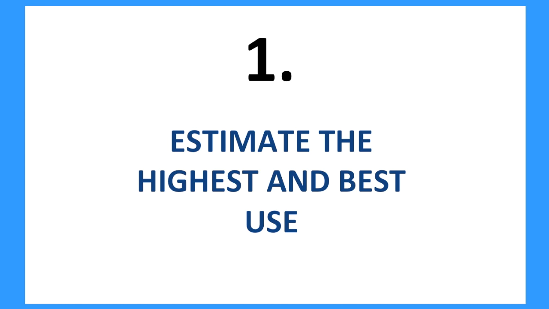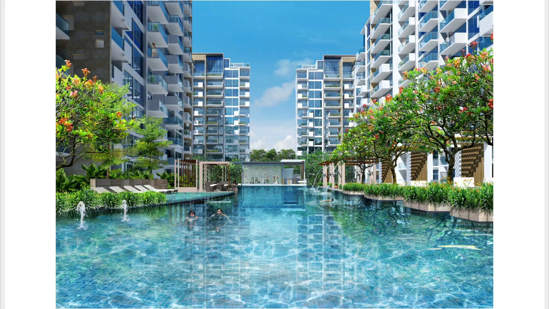The residual method is based on the rationale that site value is the residual value having deducted all costs of development and profits from the expected capital value of the property when completed. For this method, there are basically 4 steps. Step 1. Estimate the highest and best use of the vacant site. In this case, the highest and best use is to develop a condominium on the site.